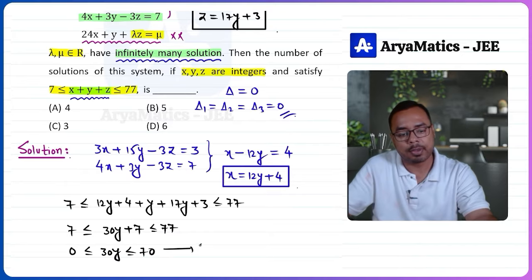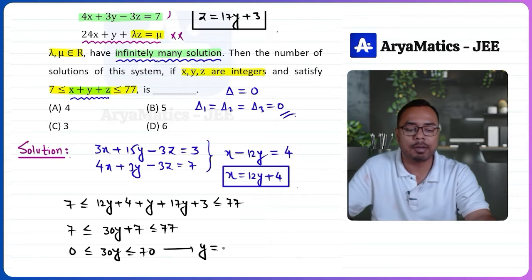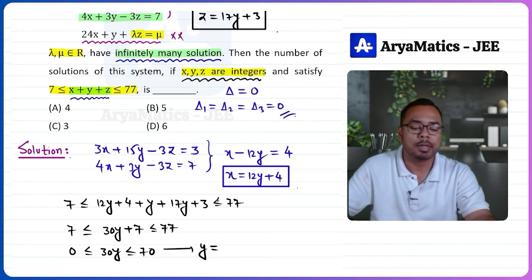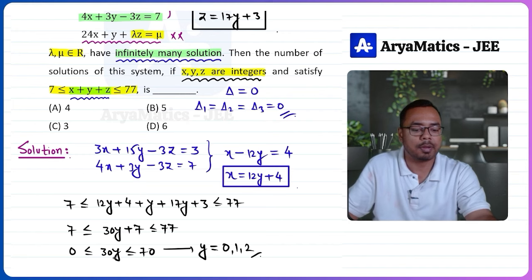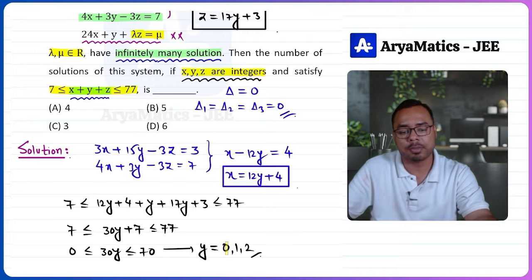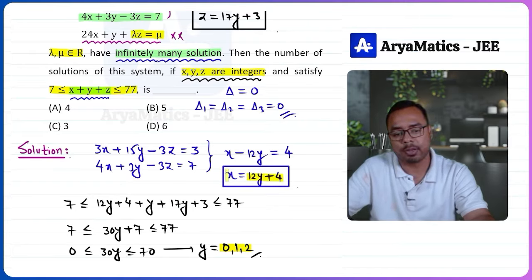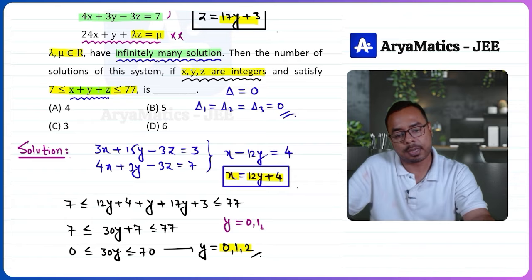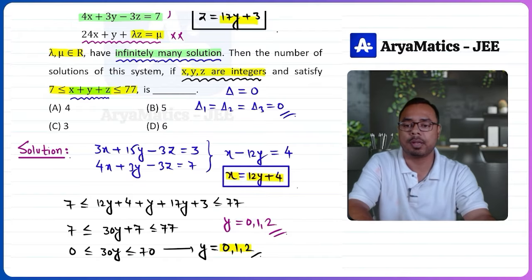From here you can clearly see the integral values of y, because it is given that x, y, z are integers only. So you can take y as 0, or 1, or 2, right? If I take y as 3, then it will not satisfy this inequality. So these are the three possible values of y. Corresponding to these values of y, you will get values of x from here and values of z from this relation, that z was 17y plus 3. So basically, these are the three integral values of y: 0, 1 and 2.